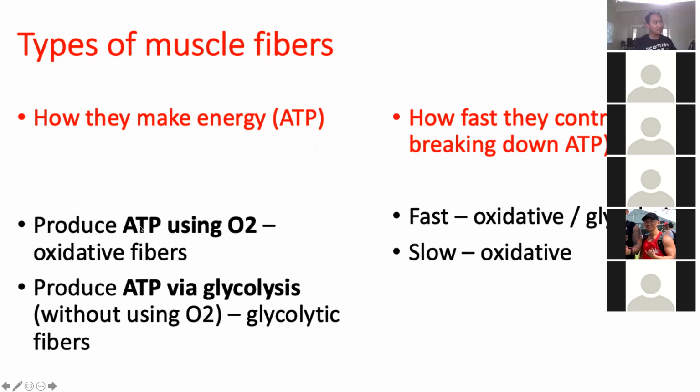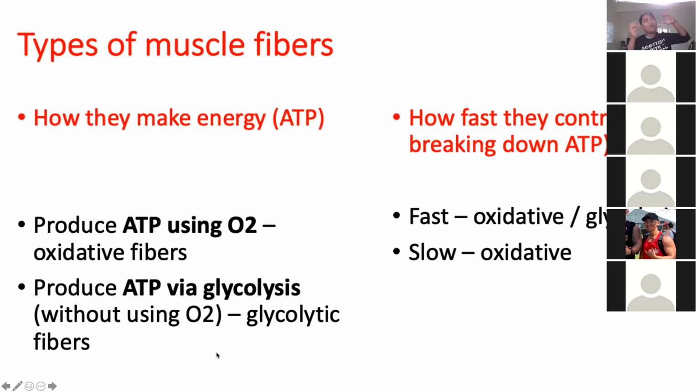So let's start from this side. How do they generate their energy? Some muscle fibers will use oxygen for ATP, and these fibers will be called oxidative fibers. And some muscle fibers will use glycogen, glycolysis, and therefore these fibers will be called glycolytic fibers.